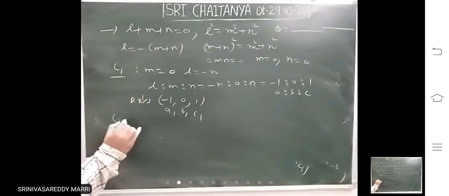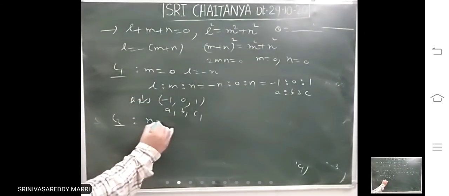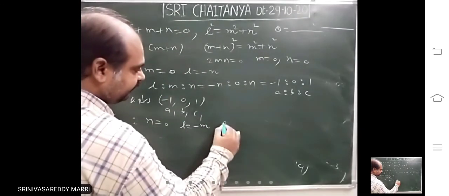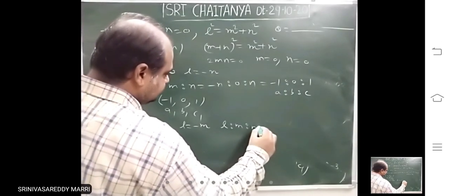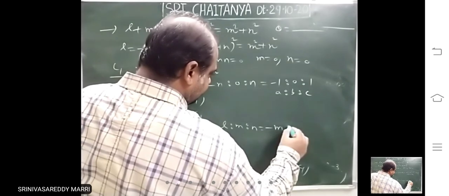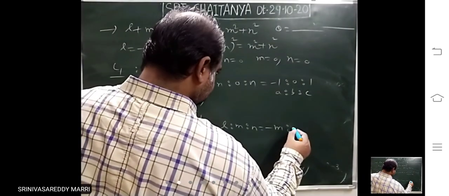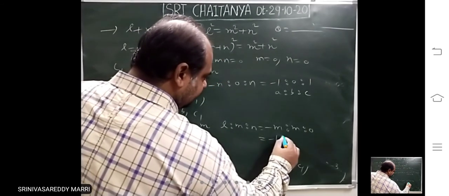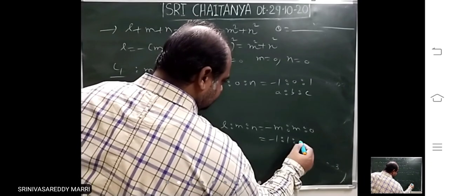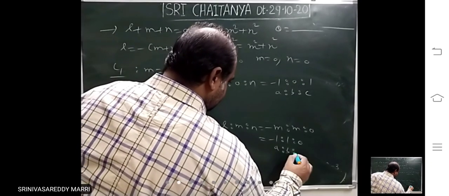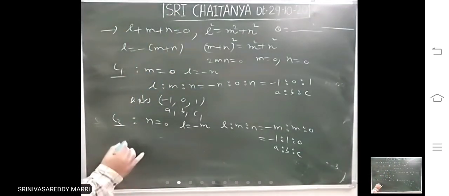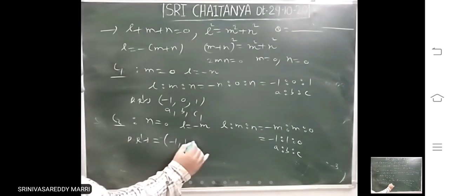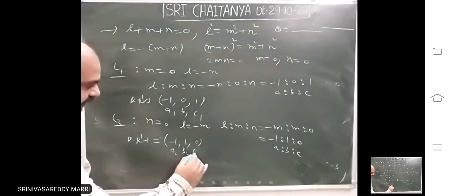So for line 2, another condition. Another condition is what? N equal to 0. N equal to 0 means L is what? Minus M. So therefore L is to M is to N is nothing but minus M is to M is to 0, that means minus 1 is to 1 is to 0. This is nothing but A is to B is to C. So therefore DRs equal to minus 1, 1, 0. So this is A2, B2, C2.